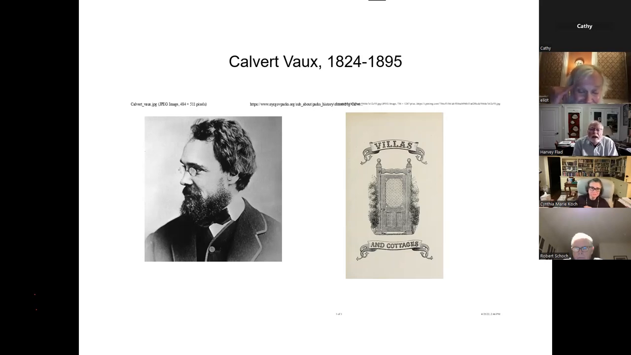And eventually, after Downing died in a tragic steamboat accident in 1852, Vaux took over and then began to publish some of his own work, which was very similar to the treatise, in the various pattern books that were now being created. Now, this is one of his first, Villas and Cottages. Next, please.